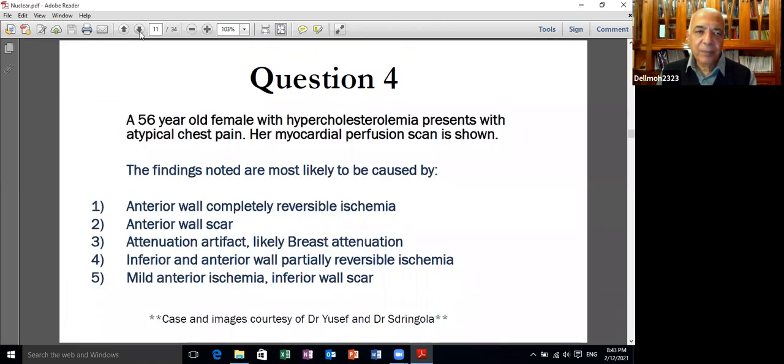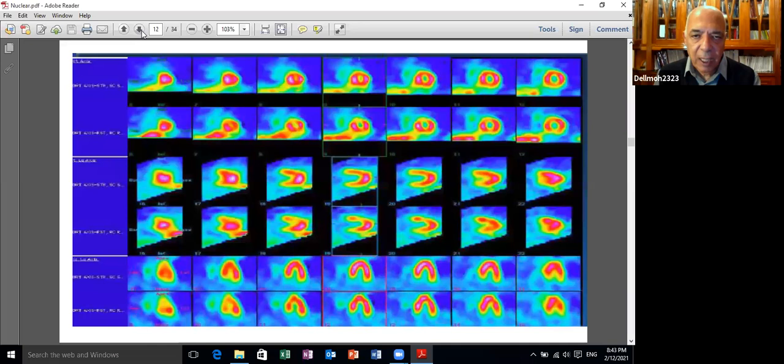Question number 4. A 56-year-old female with hypercholesterolemia presents with a typical chest pain. Her myocardial perfusion scan is shown. So let's see the myocardial perfusion scan. This is the myocardial perfusion scan. Short axis, upper 2 rows, vertical long axis, middle 2 rows, and horizontal long axis, the lower 2 rows. Now have a good look on this, and then we'll see the questions.